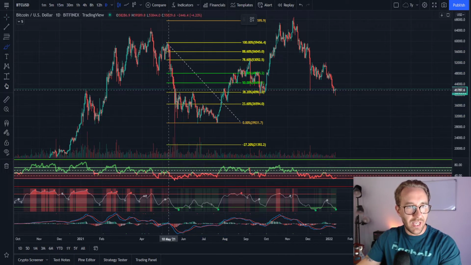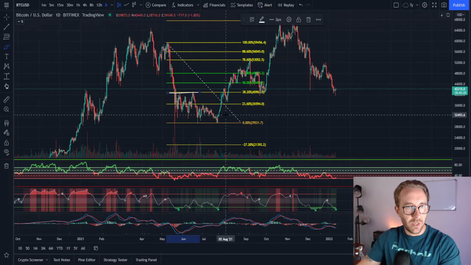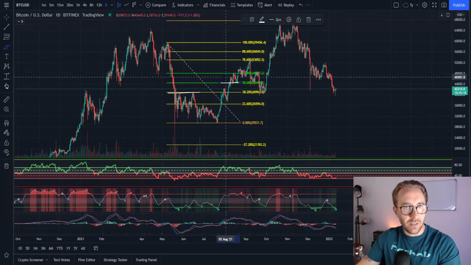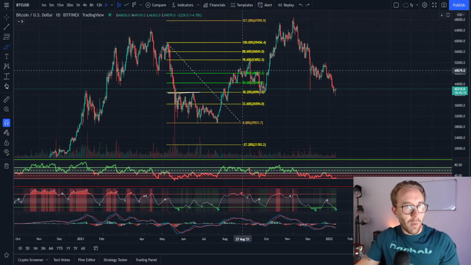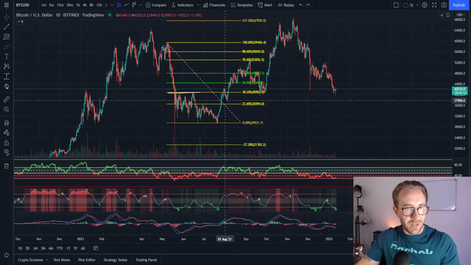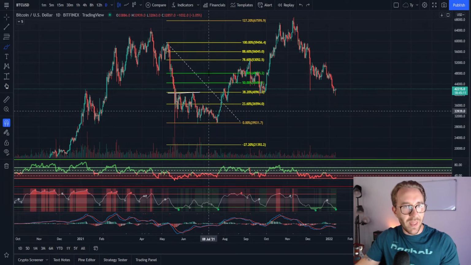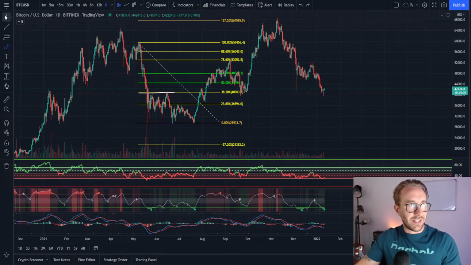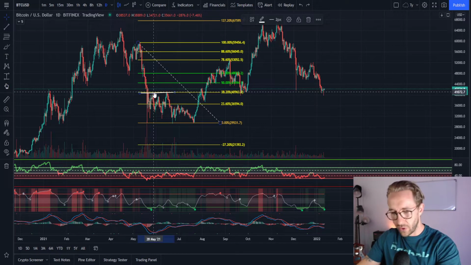Immediately, you can see how well these levels have been respected in terms of pullbacks or retracements. This one's a little bit different because we have just front run that area, but certainly this is an accurate representation of how to draw your Fibonacci's.